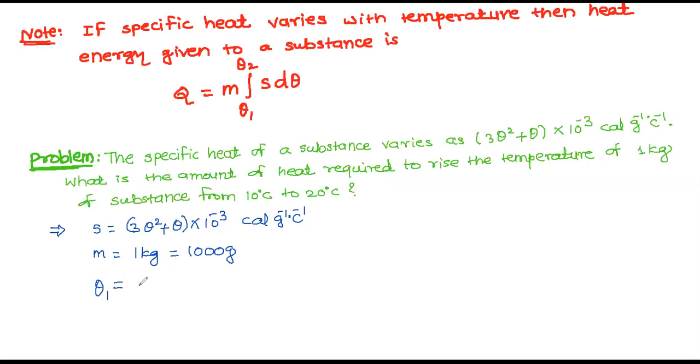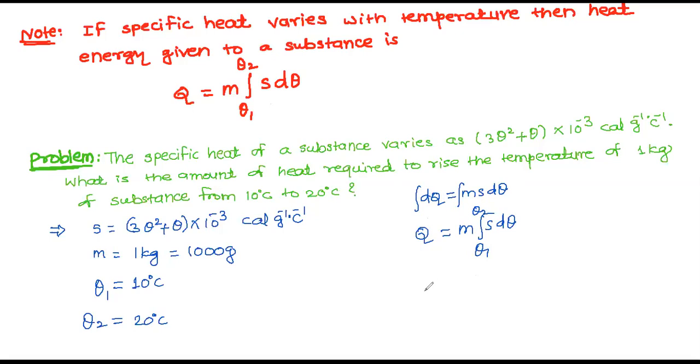So theta 1 is how much here? 10 degrees Celsius. Theta 2 is how much here? 20 degrees Celsius. So let's now use the formula. How did you get this formula? You know we have dq is equal to m S d theta. Then after taking integration on both sides, what are you getting? Q is equal to m integration of S d theta, and the temperature is from theta 1 to theta 2. Okay, so already we have this.